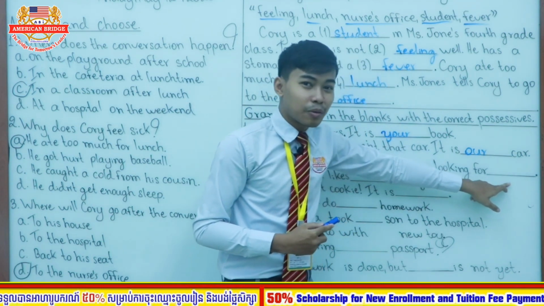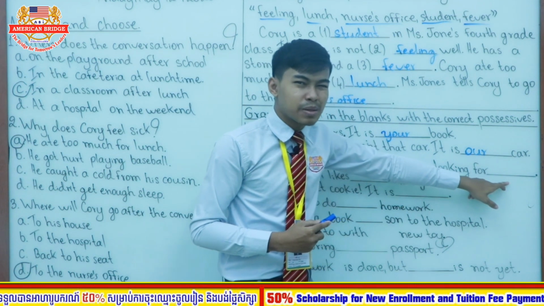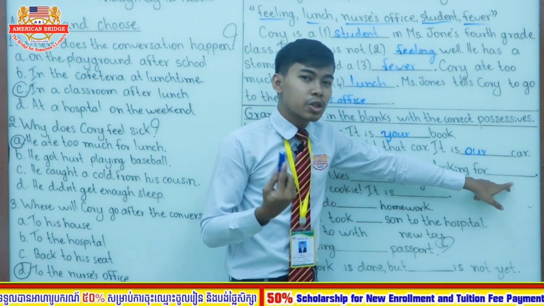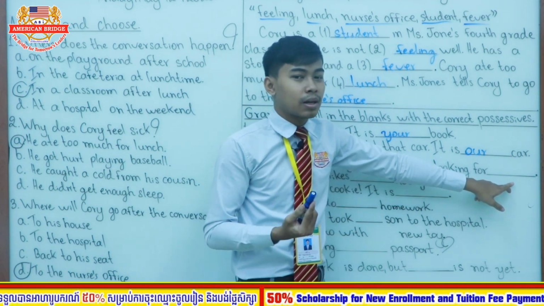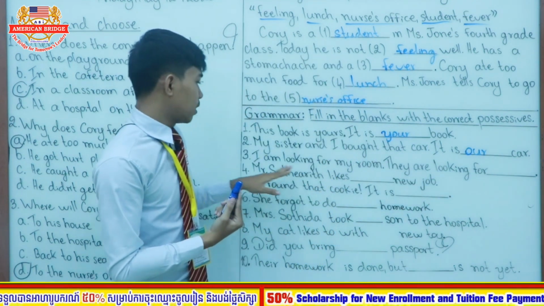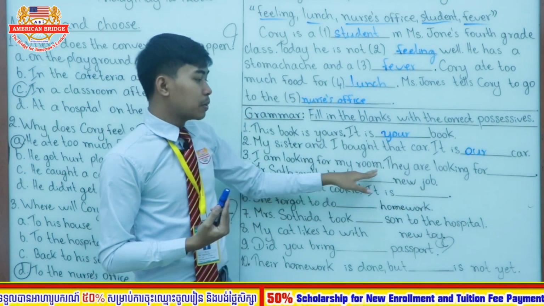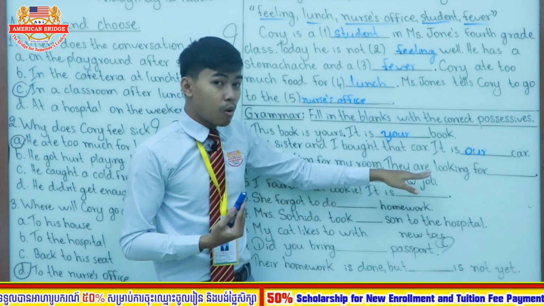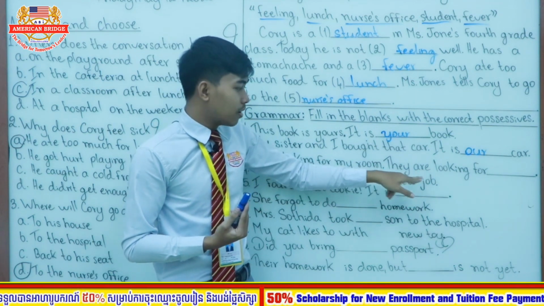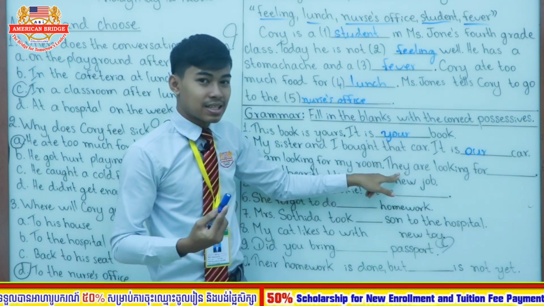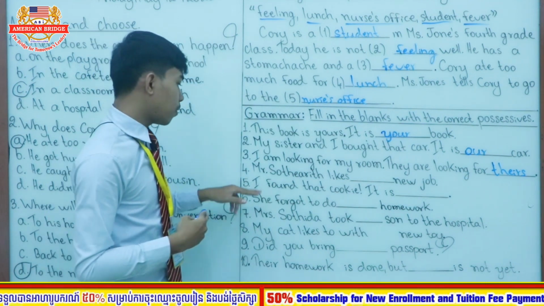If you don't see a noun, you have to complete with the possessive pronoun. But what should be the correct possessive pronoun in this blank? So read again. I am looking for my room. They are looking for theirs.